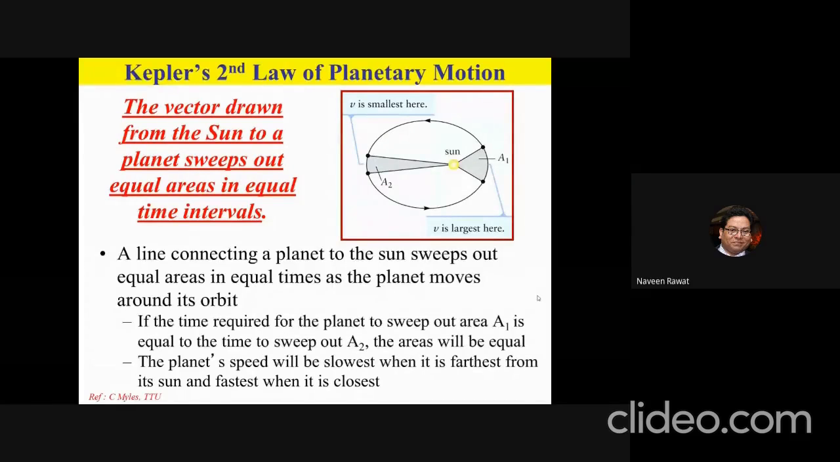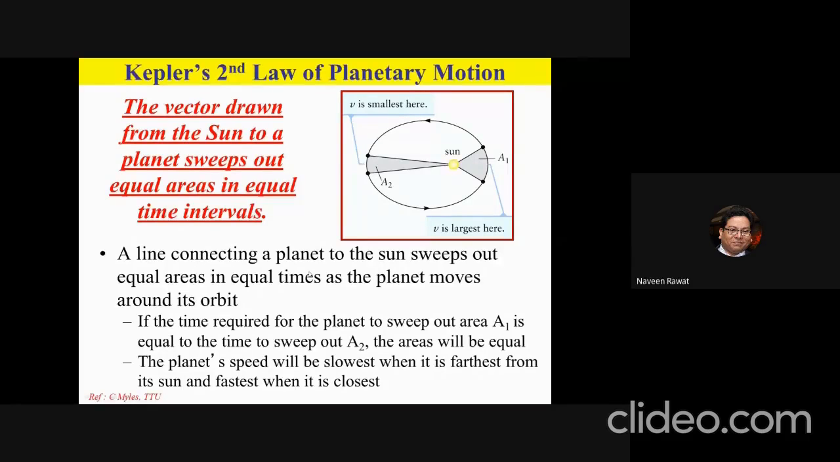Now, just to remind you, the second law of Kepler says that the vector drawn from the sun to the planet will sweep out equal areas in equal time intervals. So for a planet going around in an orbit, the area it covers in a certain time, here A1, will be the same as A2 if the time is the same. Let's try to derive this now using the information we have gotten from the Lagrangian equation.